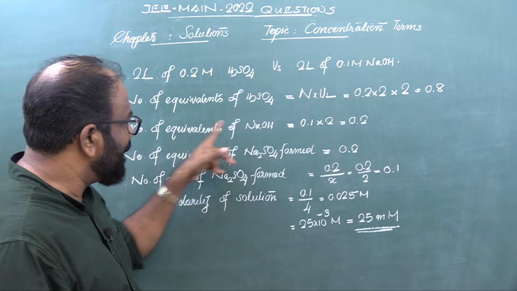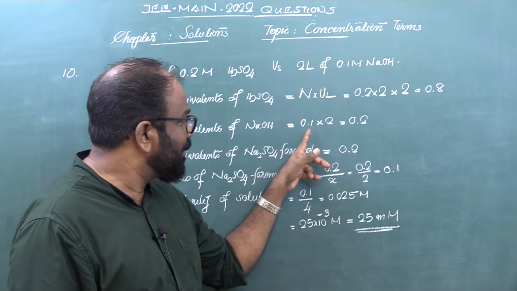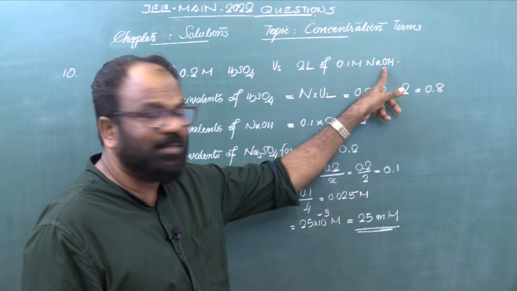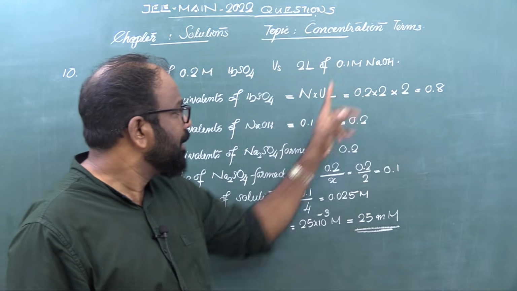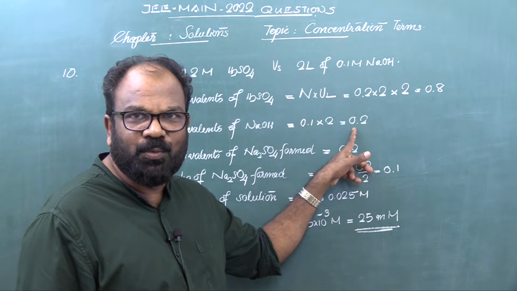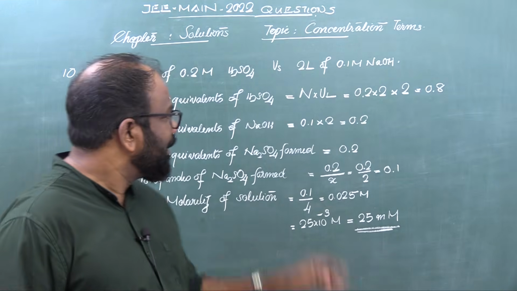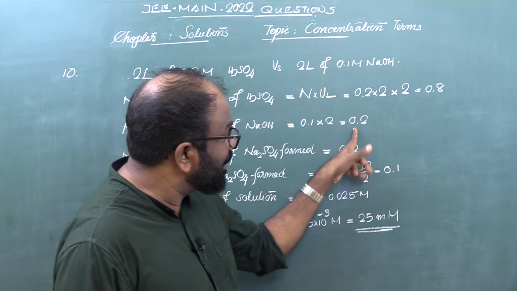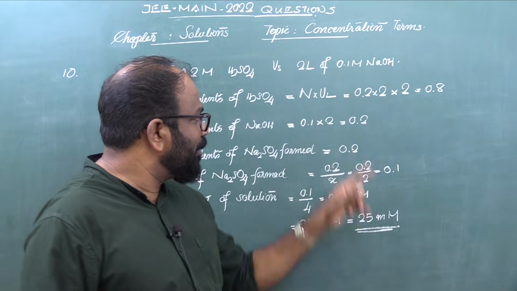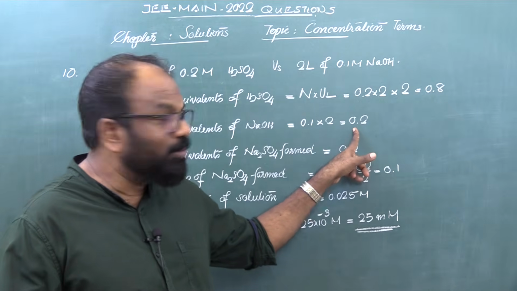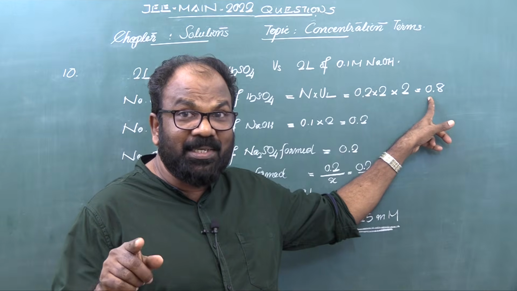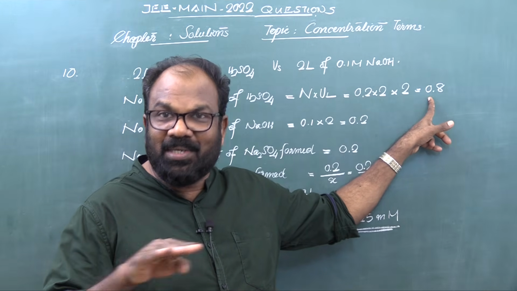Then number of equivalents of NaOH is equal to its normality 0.1. Normality is equal to molarity because acidity of NaOH is equal to 1. And the volume of solution is 2 liter, therefore number of equivalents is equal to 0.2. From this it is clear that number of equivalents of NaOH is lesser than number of equivalents of sulfuric acid. Therefore, 0.2 equivalents of NaOH can react with only 0.2 equivalents of sulfuric acid. The remaining 0.6 equivalents of sulfuric acid will remain unreacted.